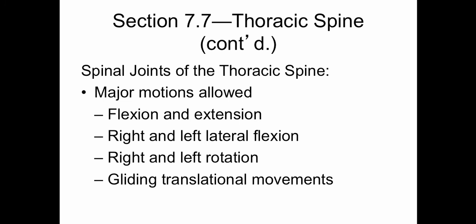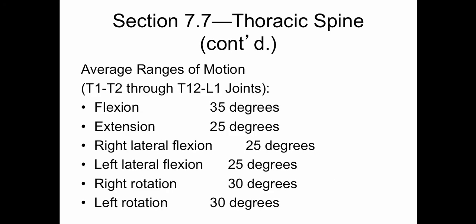The major motions allowed in the thoracic spine are flexion and extension, right and left lateral flexion, right and left rotation, and gliding translational movements. On this slide, the average ranges of motion of the thoracic spine are listed for joints T1, T2 through T12, L1 from an anatomic position. As for the cervical spine, when the thoracic spine laterally flexes, it ipsilaterally rotates to some degree as well, so these two actions are coupled together. The rib cage primarily limits lateral flexion motion in the frontal plane and rotations in the transverse plane.